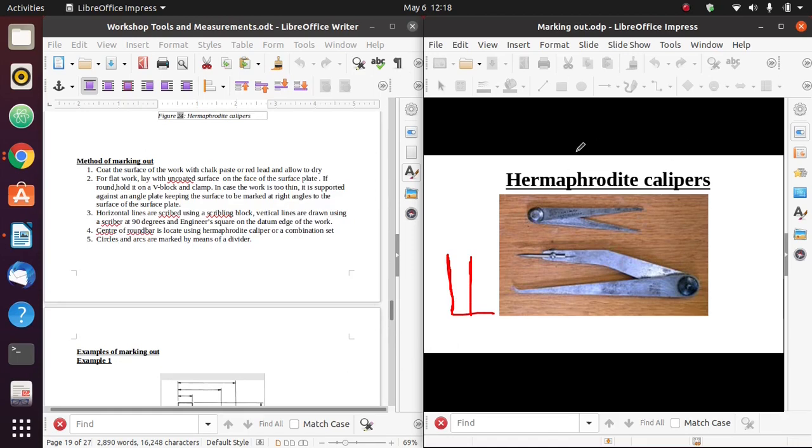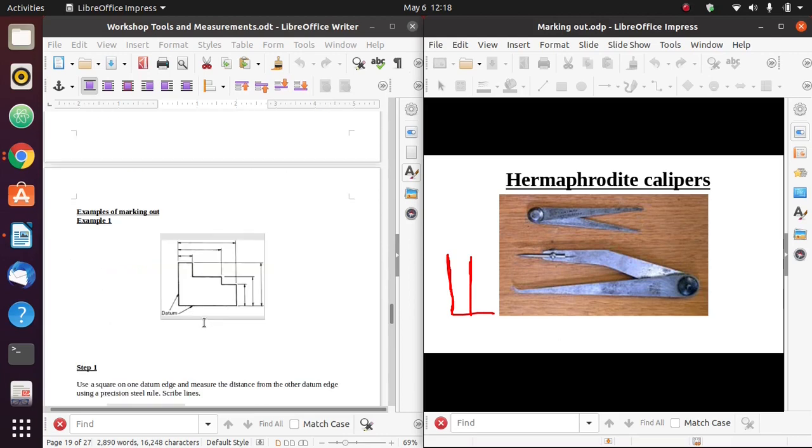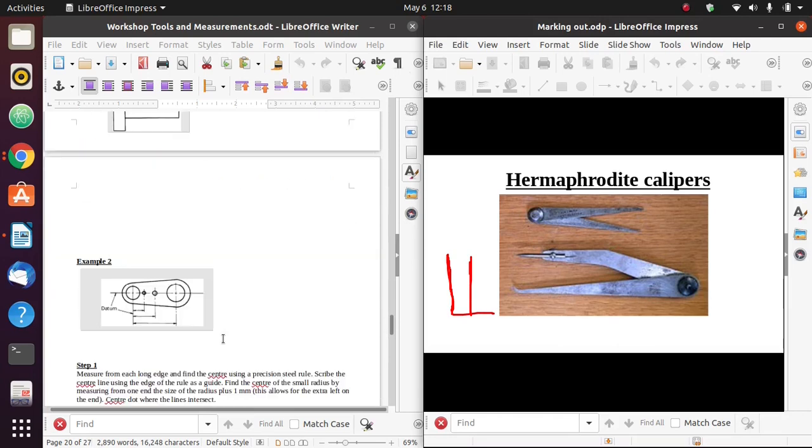Now that is what we use a hermaphrodite caliper for. Today I wanted to go further, but from the notes that I have sent, you will find the techniques of marking out. What is the method of marking out a workpiece? I want you to read that, because I will not cover it in class. I've even given examples of marking out different types of workpieces. One that is rectangular, with a regular shape. One that has holes. So you can see the different methods of marking out the different shapes of workpieces.